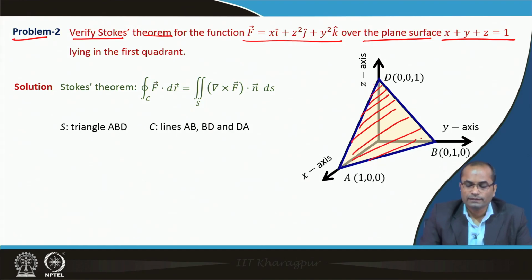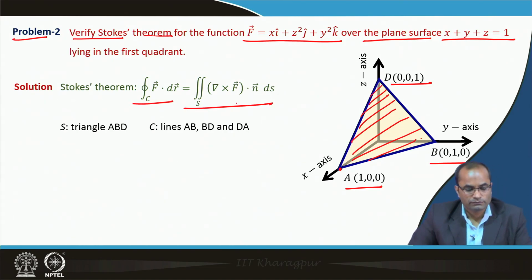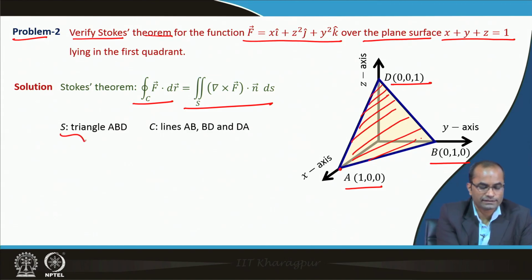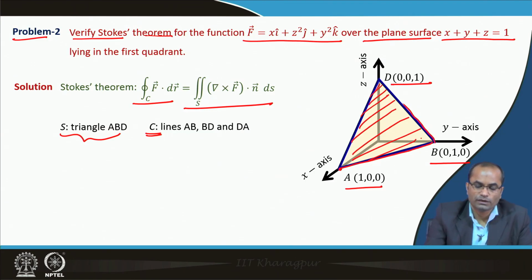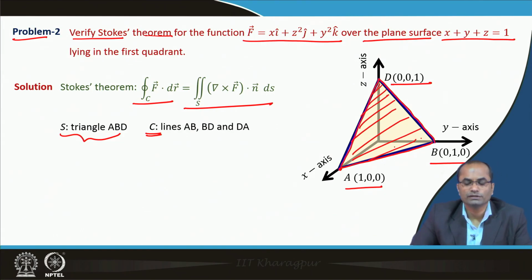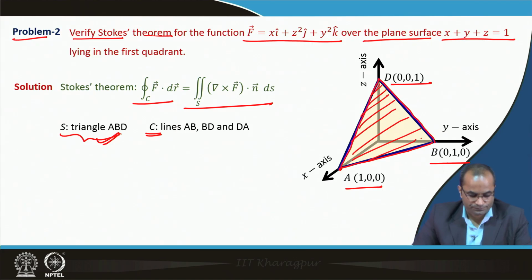So, this is the plane we are talking about, lying in this first quadrant, with points A, B and D. It cuts the x axis at 1 0 0, the y axis at 0 1 0, and the z axis at 0 0 1. So, again the Stokes theorem we need to apply. Here the surface S is this triangular surface, and the curve C is the three lines which form the boundary of this surface.